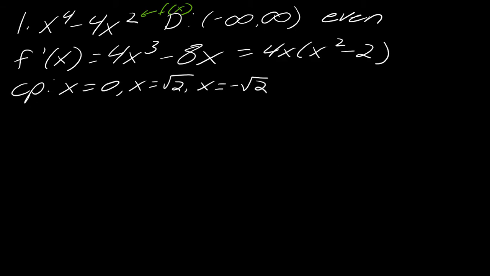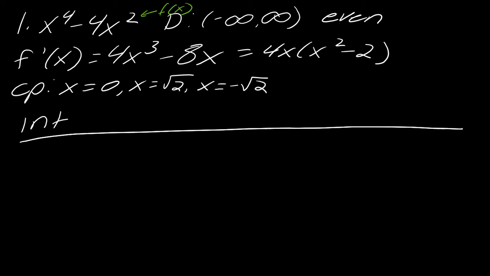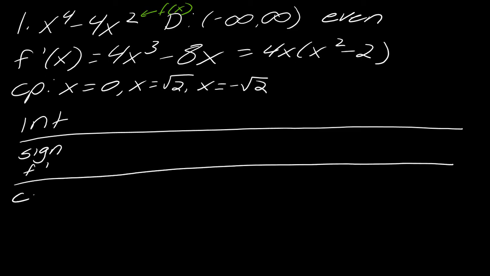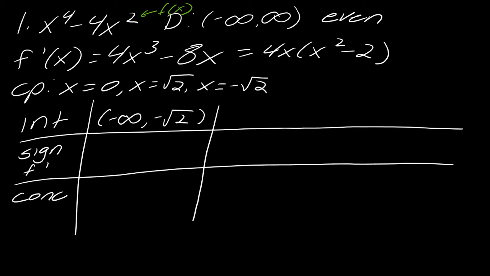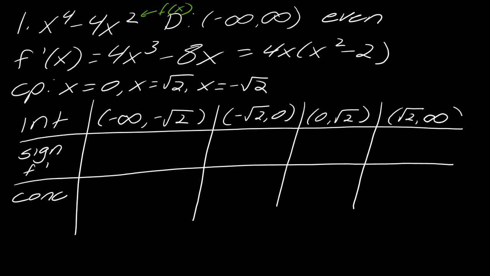Okay, now I want to create my table so I can analyze my intervals of increasing and decreasing. Setting everything up, I'm going to use the domain and line up my critical points. We go from negative infinity to the negative square root of 2. There's my first interval. Negative square root of 2 to 0, 0 to the square root of 2, and then the square root of 2 to infinity. You'll notice that I rewrote the derivative in that factored form because when I choose test points, I think it's easier to think through it like this.